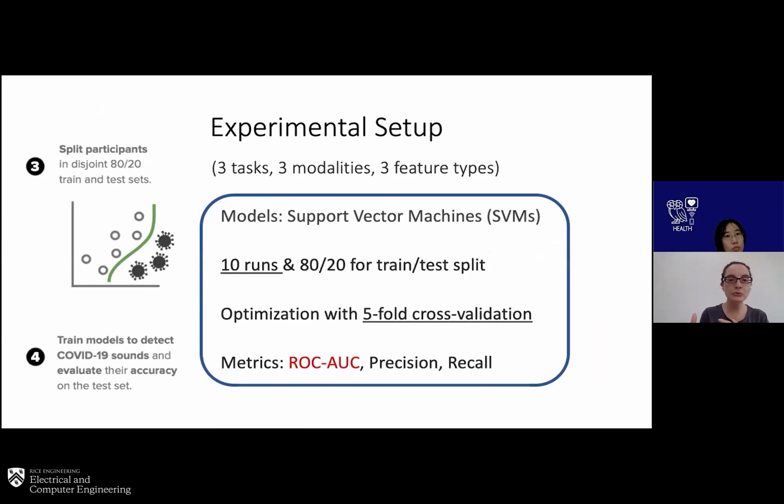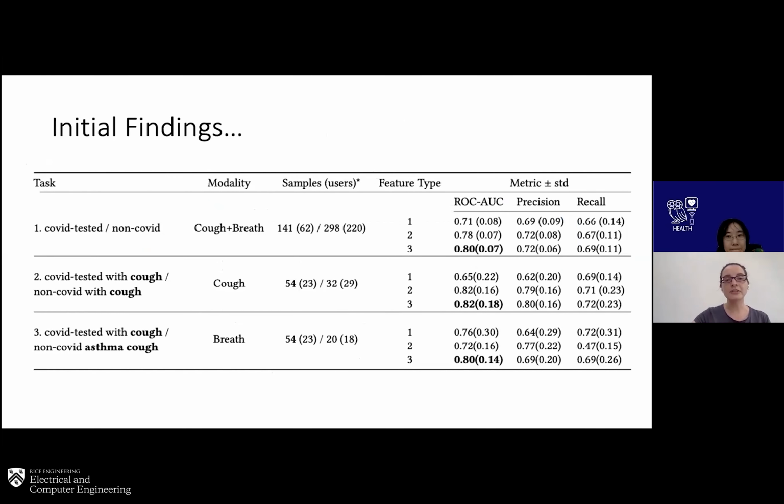Meaning we used cough, breathing, and cough and breathing together, and 3 feature types, meaning the audio features identified manually, or the VGG features, or both. And we ran a set of classification tasks with different disjoint 80-20 train and testing sets and cross validations, and looked at metrics. The interesting bit here is the recall, which is obviously, can I find the people that have COVID, is lower here.